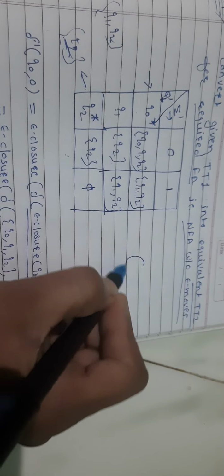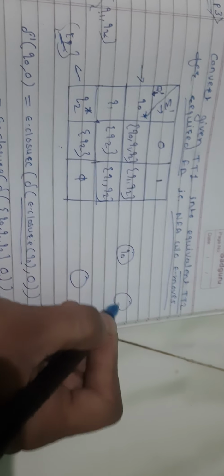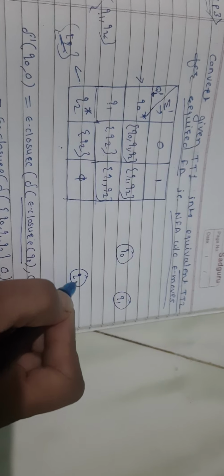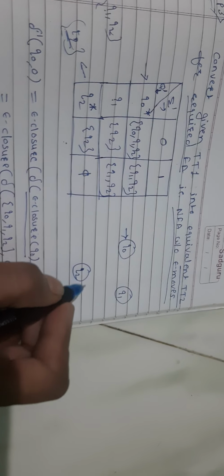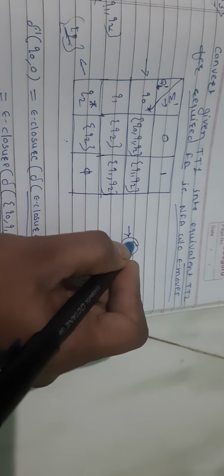Transition diagram 2, how to obtain that one? See in the table, how many states are there? I will draw the diagram here and then I will copy the same one there. How many states are there? 3. Draw 3 circles, Q0, Q1, Q2. Which is the initial state? Mark it. Which is the final state? Q2 as well as Q0.